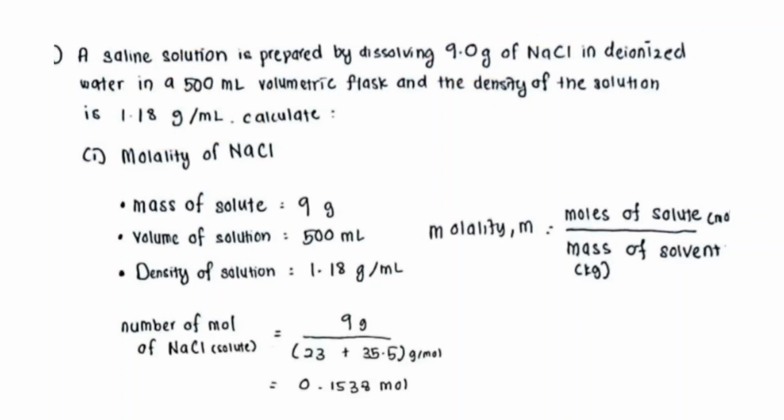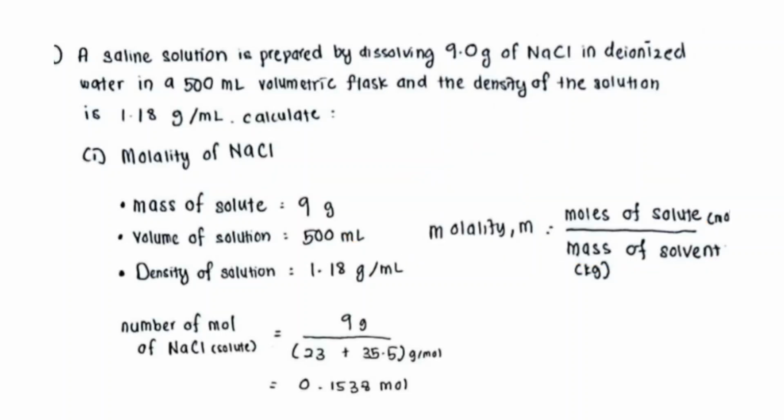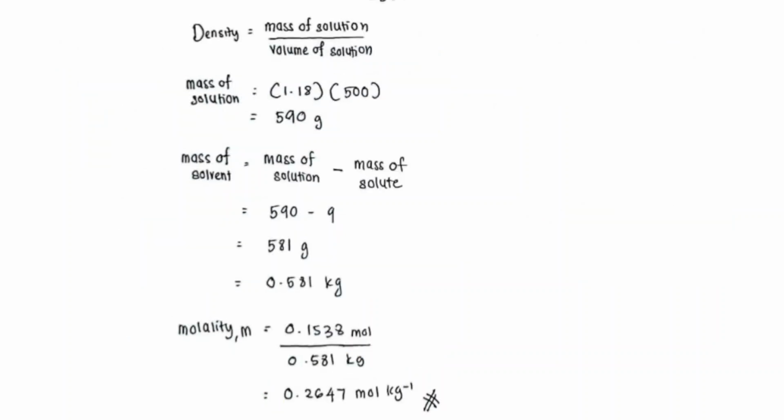Next, we need to write down the formula for the molality, which is equal to moles of solute divided by mass of solvent. So from the formula, we know that we need to find the number of moles. So the number of moles of sodium chloride is equal to the mass of the solute, which is 9 grams, divided by the molar mass of the sodium chloride, which is 23 plus 35.5 g per mole, and you will find that the number of moles of sodium chloride is equal to 0.1538 mole.